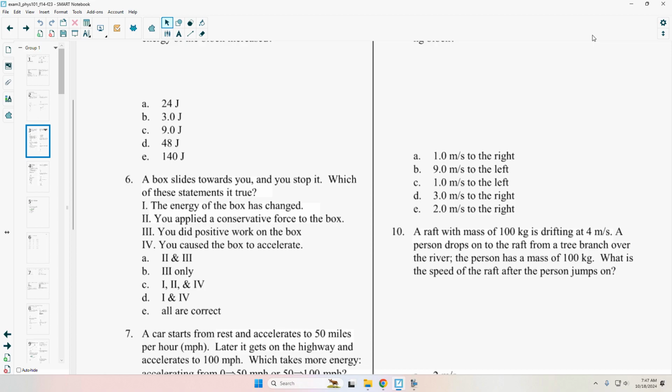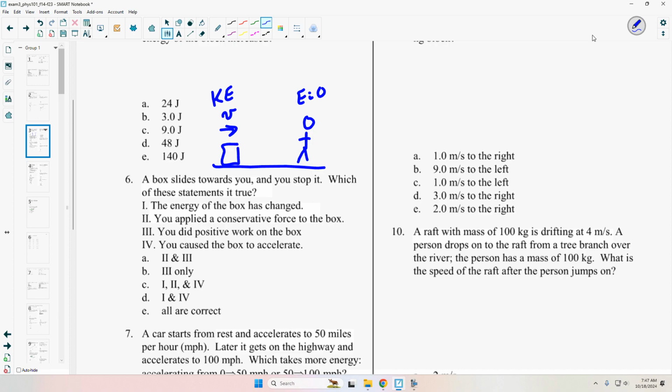A box slides towards you. So it has a velocity in that direction, and you're over here, and you stop it. So you're applying a force to stop it. And the first question is, does the energy of the box change? Well, yeah, sure. It has kinetic energy over here, and over here it doesn't have any energy at all. So that's true. The energy of the box has changed.